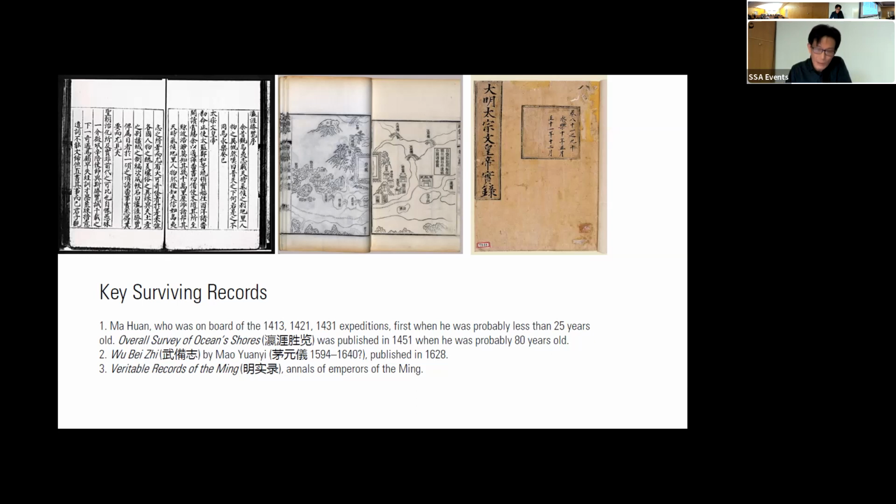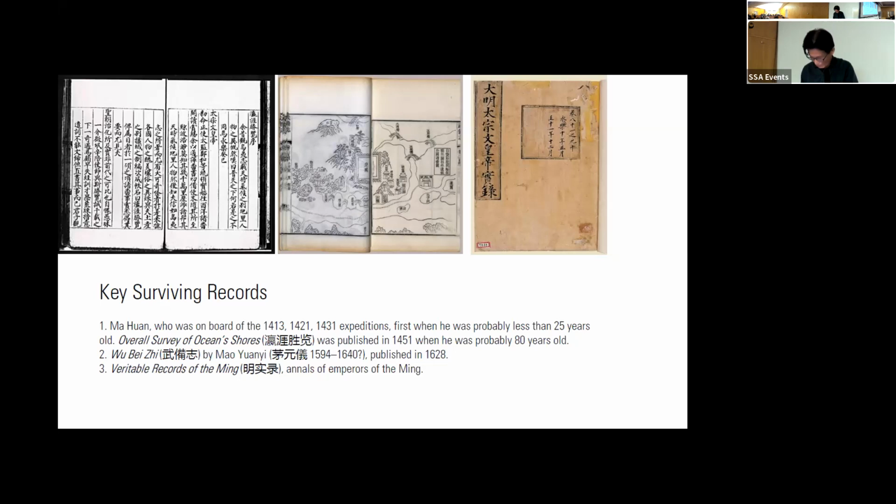One is written by Ma Huan, who was a scribe on three of those voyages. He wrote a book in his 80s called The Overall Survey of the Ocean Shores, which describes some of the features and places that they visited.